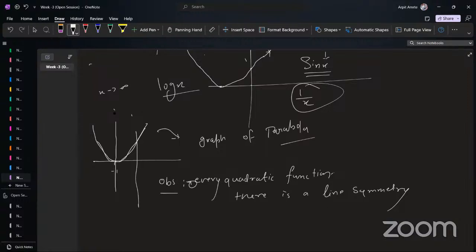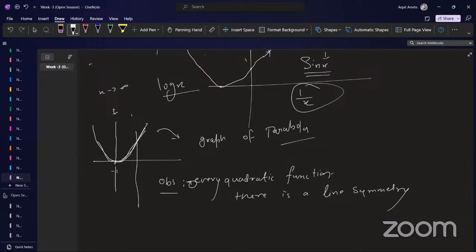Why are we discussing this line of symmetry? Roughly, my agenda is to make a graph of the quadratic function. How will this line help me? If I get the graph on this side or this side, I can easily make the graph for the other side, right? Yes, sir.